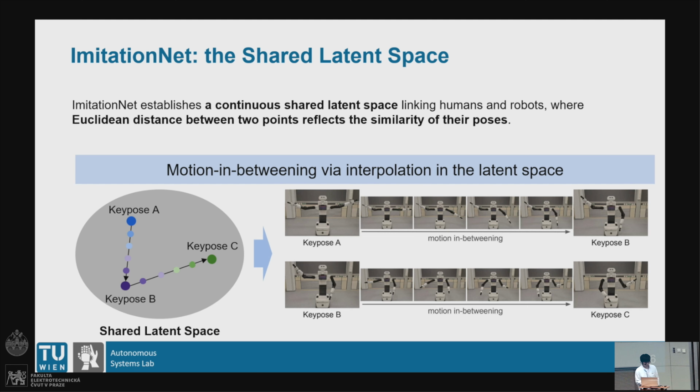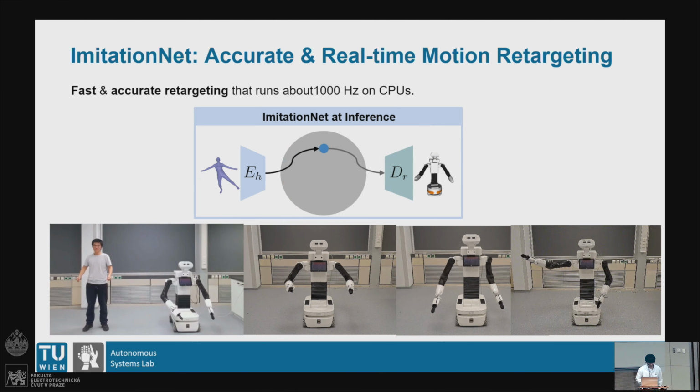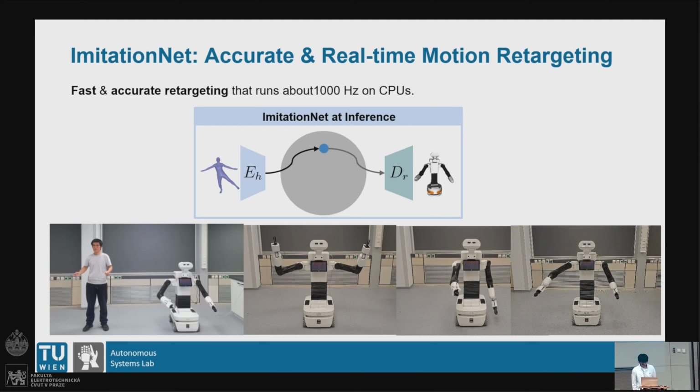To show the result, I randomly select 3 points in the space, and then I do linear interpolation between 2 poses, and then I decode everything to the robot pose. And you can see, even through linear interpolation, it will generate a smooth robot motion. And I also show some qualitative results from this method. During inference, it just uses a human encoder and a robot decoder directly bridged by the latent space. And it runs very fast because the model is implemented as an MLP. It can run at 1000 Hertz on CPUs.